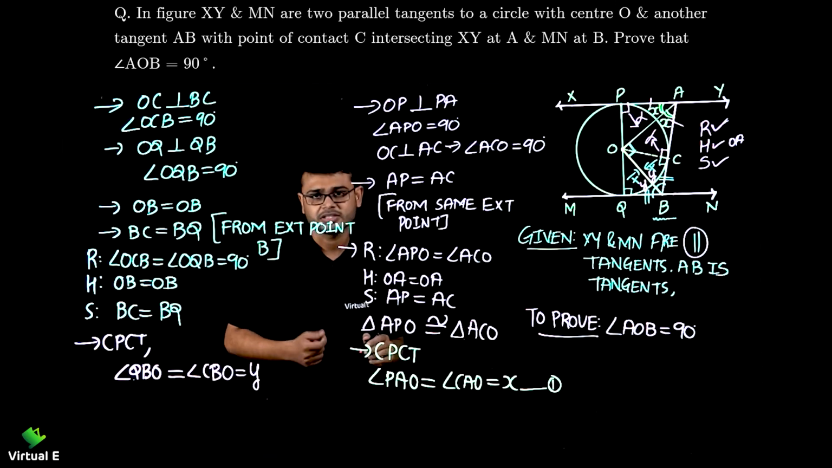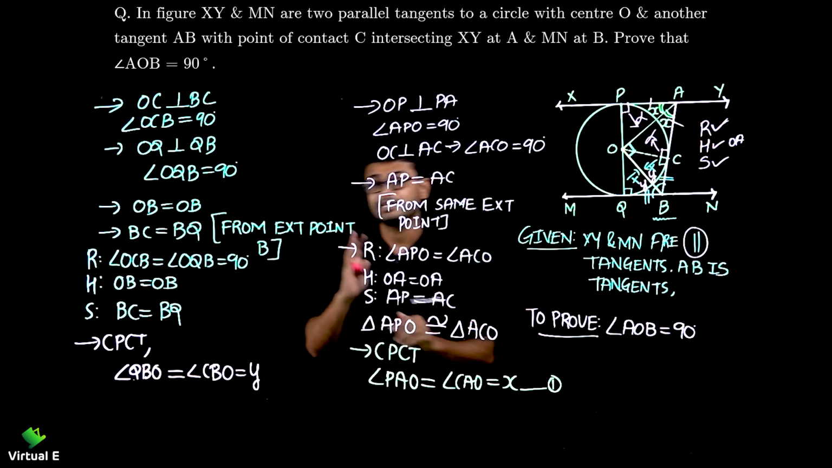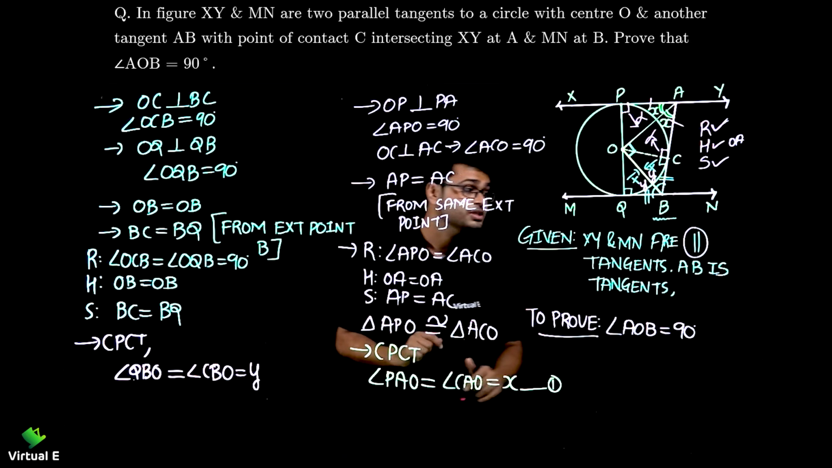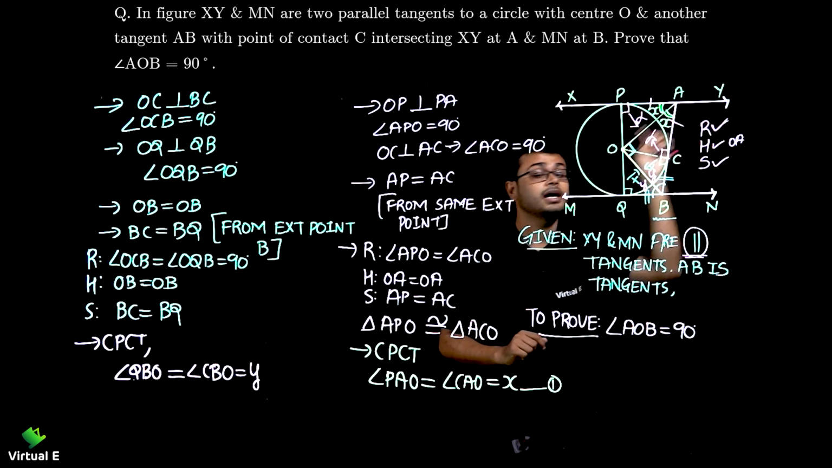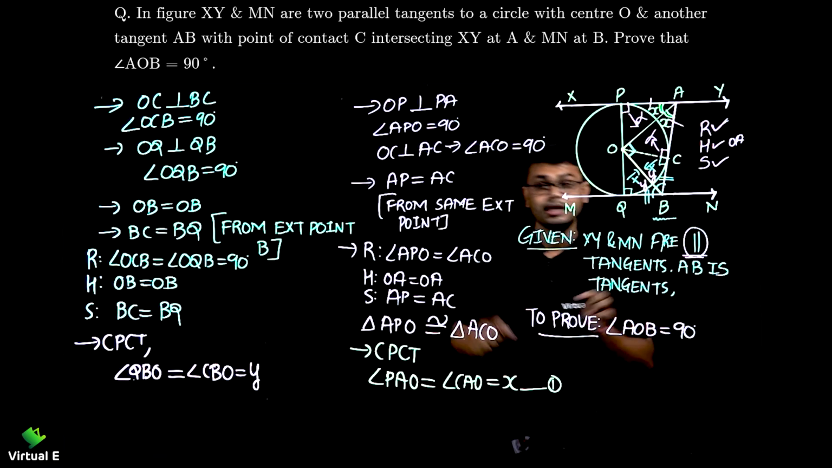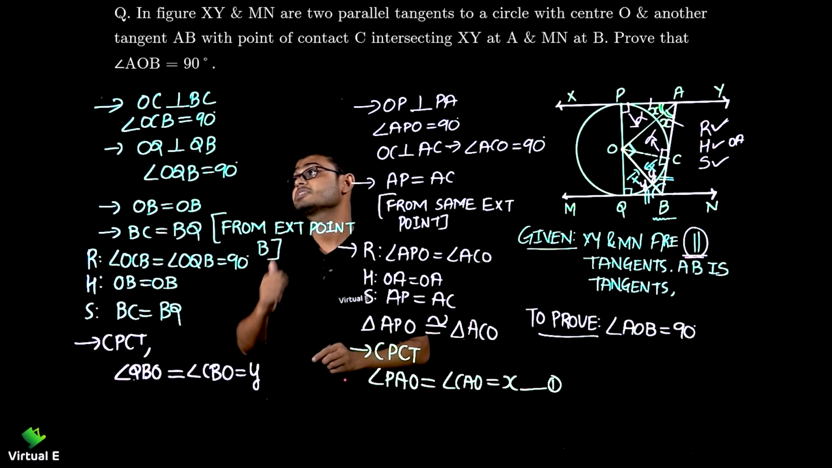Now why have I done this one, right? We used the rules of this circle and tangents. Now one condition I told you that we are going to use, that tangents XY and tangent MN are parallel. Now parallel means what? We have discussed this already.